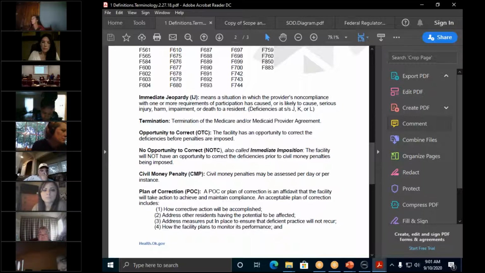Because usually there's not more than one enforcement case that's active at one time. But this is one of those exceptions to the rule. So now they have like 10 CDC reporting cases and then the actual active case that we're monitoring. Okay. So you have an opportunity to correct with that one caveat. But there's also no opportunity to correct. And this is called immediate imposition. The facility will not have an opportunity to correct the deficiencies prior to civil money penalties being imposed.